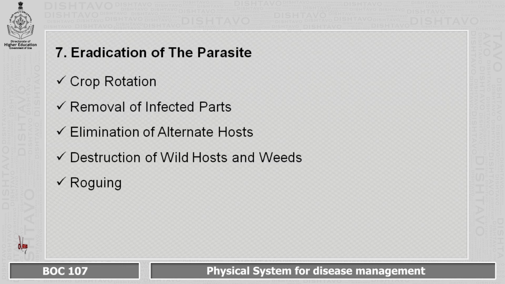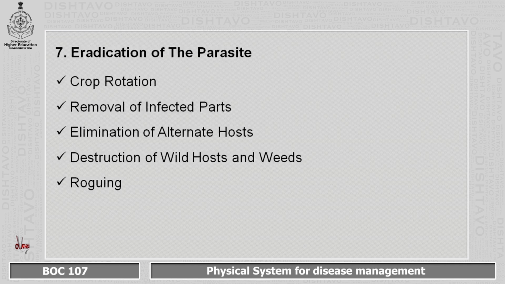Seventh is the eradication of the parasite. First is crop rotation, wherein the crops planted are changed seasonally. Next is the removal of the infected part so that the infection does not spread to other parts of the plant. Third is the elimination of alternate hosts, so that there is no transfer of the pathogen or the disease from one plant to another. Next is the destruction of wild hosts and weeds because they rapidly spread the disease. And last is roguing.